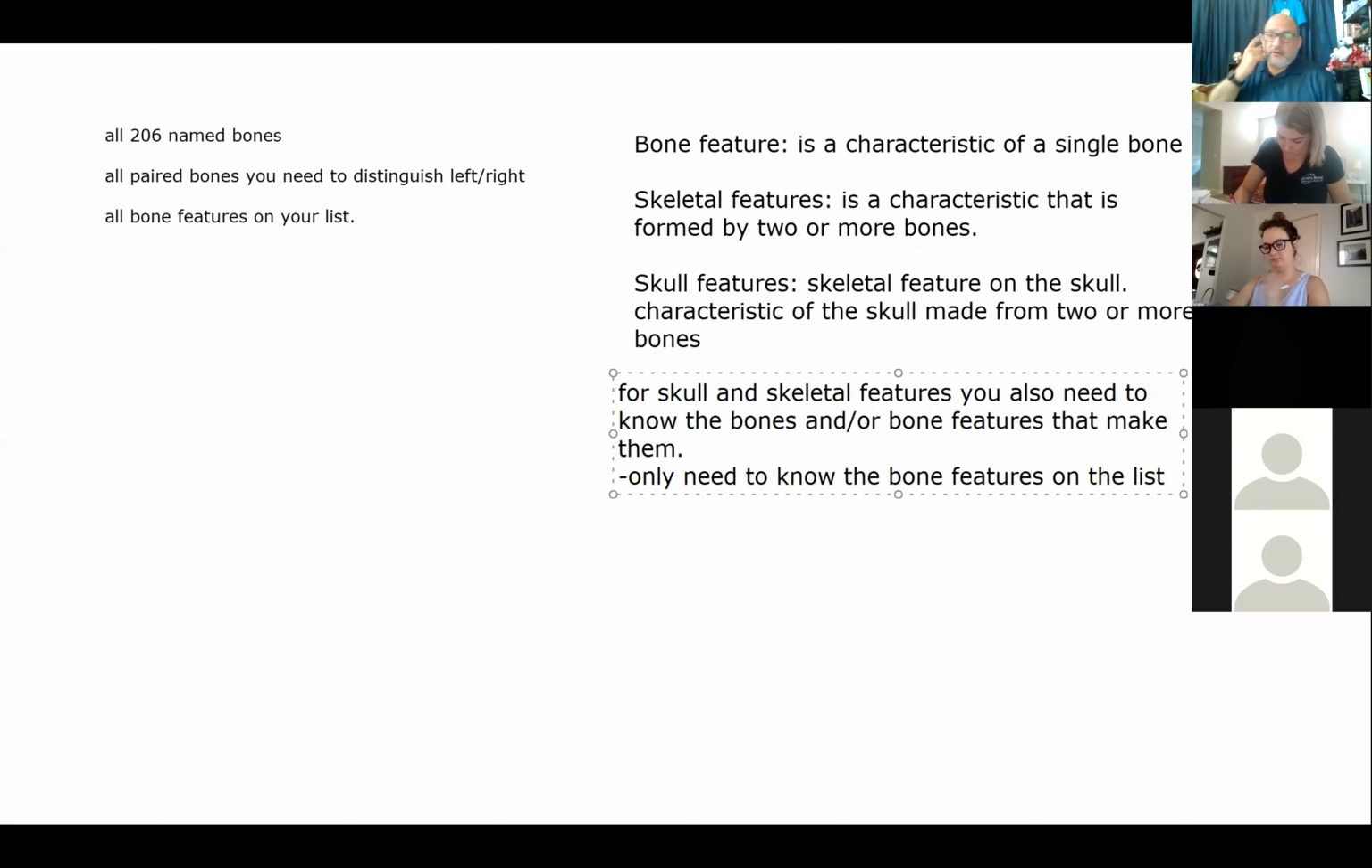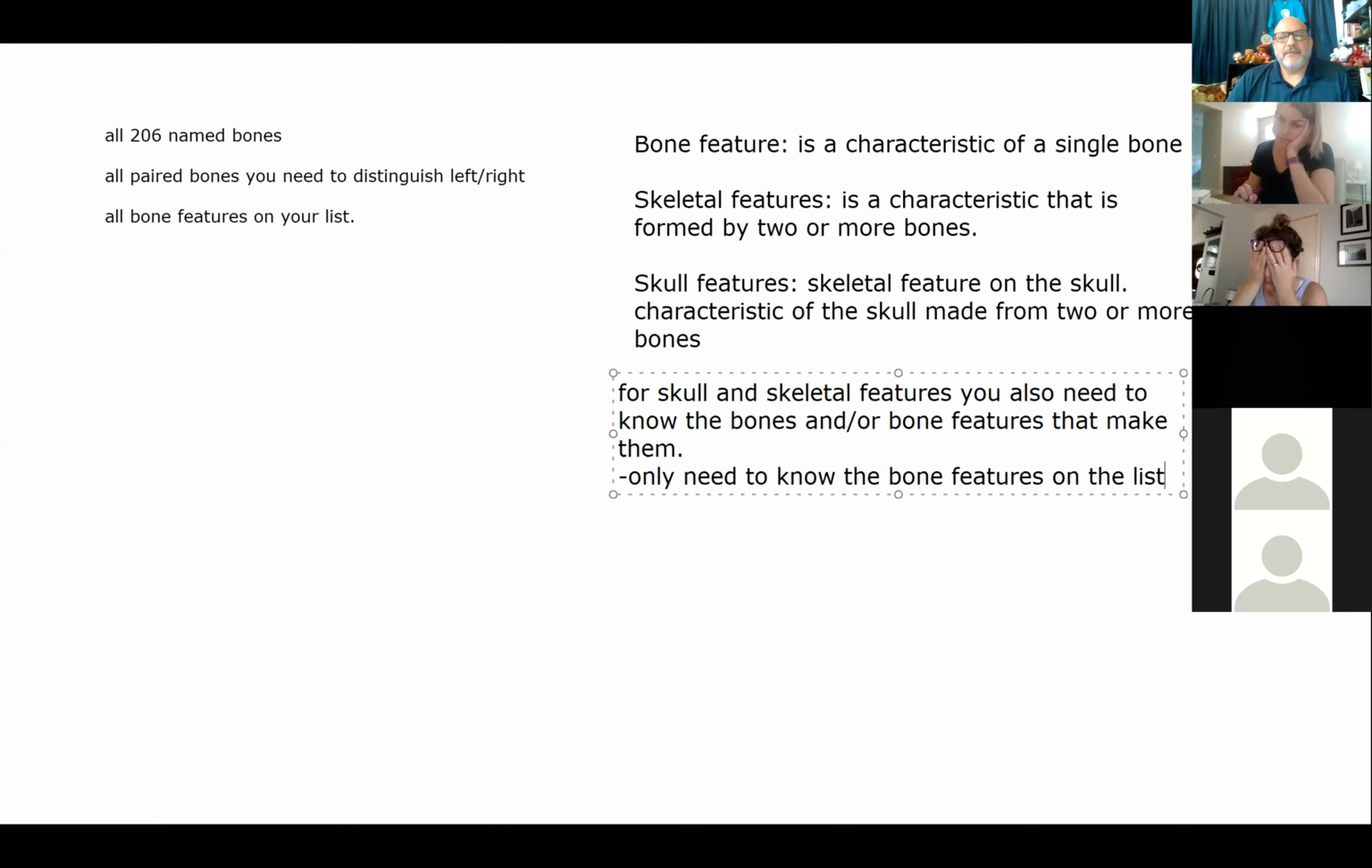So for instance, when you learn about the orbit of the eye, you will learn that there are 7 bones that make the orbit of the eye. For that, you just need to know the bones. But that zygomatic arch we pointed at, not only do you need to know that zygomatic arch, but you need to know the name of the bone and bone feature that makes it. So if the bone feature is on the list, you are responsible for it. And the good thing is, that's all you need to know for this exam. Well, plus the joints that we're going to throw in a little bit later. Easy breezy lemon squeezy.